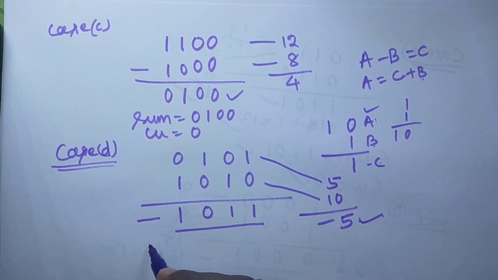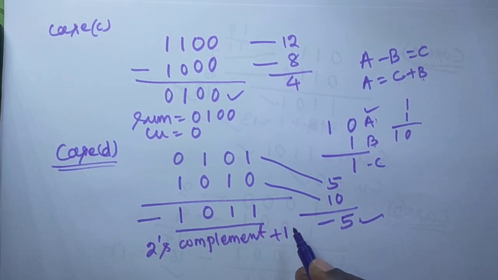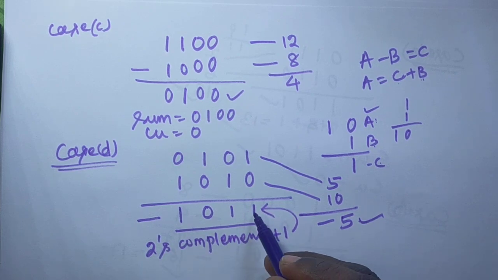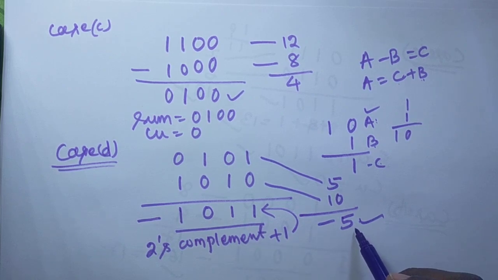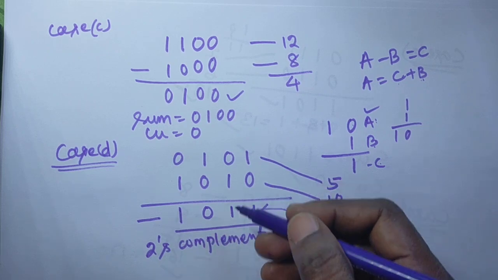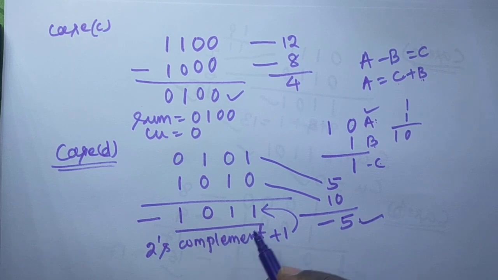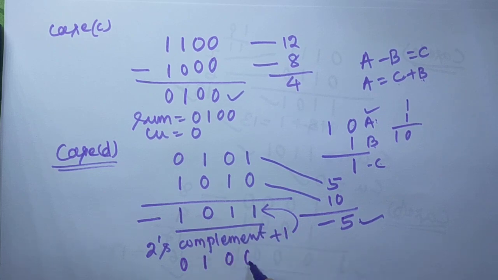How? We can create the 2's complement, plus 1, of this number. Then automatically it will create minus 5. Now, 2's complement means we just reverse the digits. Here it is 1, 0, 1, 1, so reversing each digit: 1 becomes 0, 0 becomes 1, 1 becomes 0, 1 becomes 0.